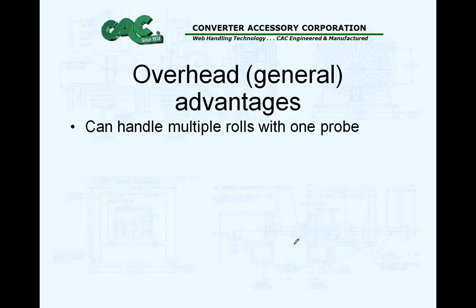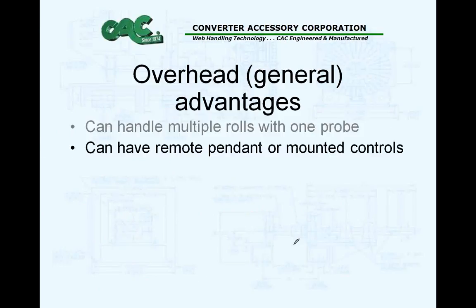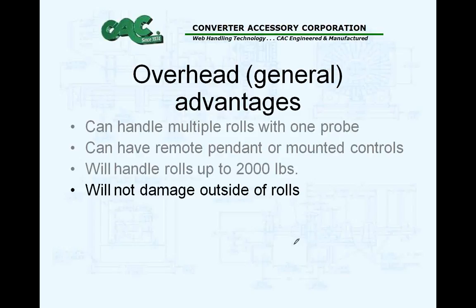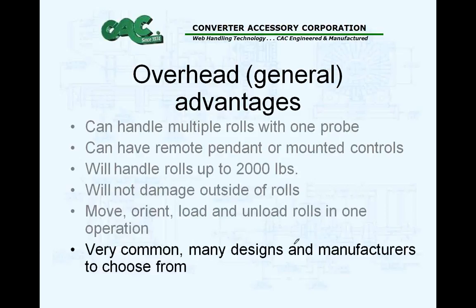General advantages to overhead systems: they can all handle multiple rolls with one probe. You can have remote mounted controls, or you can have controls mounted right on the system itself. They can handle generally rolls up to about 2,000 pounds, and again, we're grabbing the roll by the core, so we're not going to damage the outside of the rolls. These units are designed to move, turn, and load and unload all with one piece of equipment, and they're very common. There are a lot of overhead systems out there to choose from, so you have a lot of manufacturers, a lot of designs, and a lot of different ideas to really pull from.